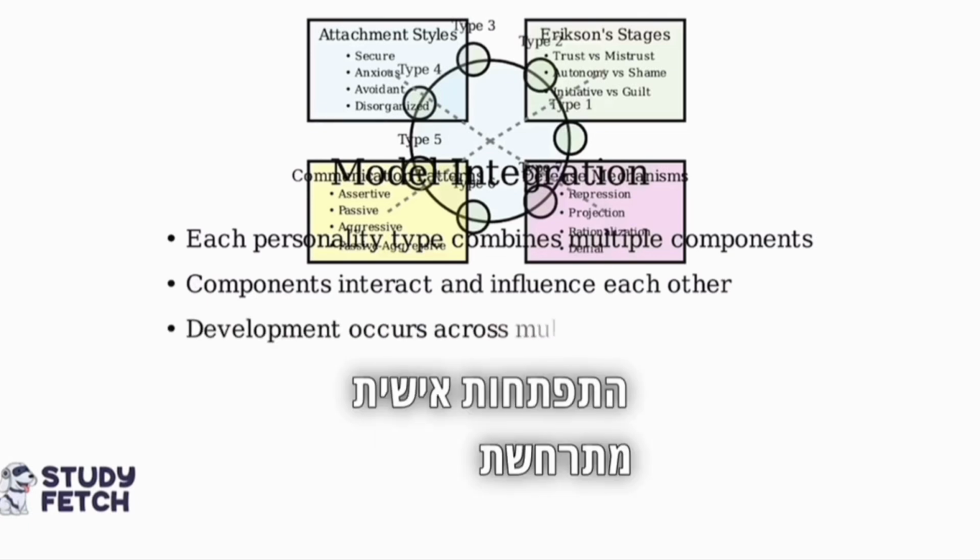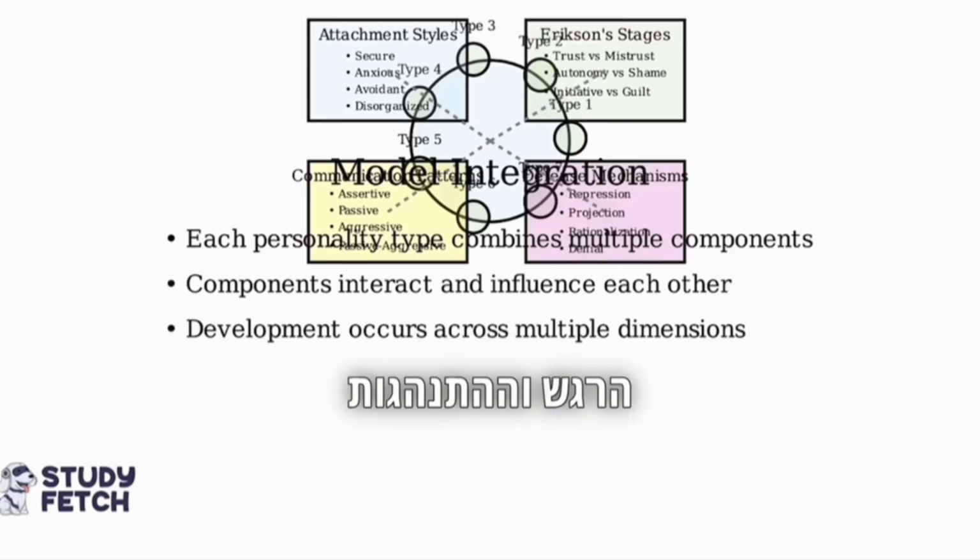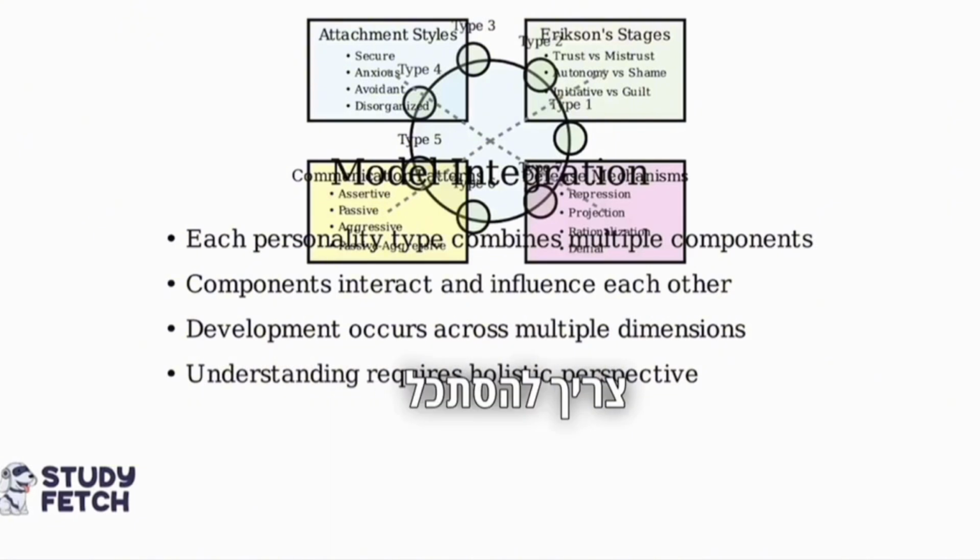Personal development occurs across multiple dimensions simultaneously, affecting how we think, feel, and behave. To truly understand personality, we need to consider all these elements together, not just in isolation. This integrated approach provides a rich framework for understanding human personality.